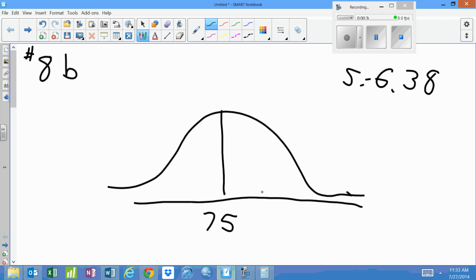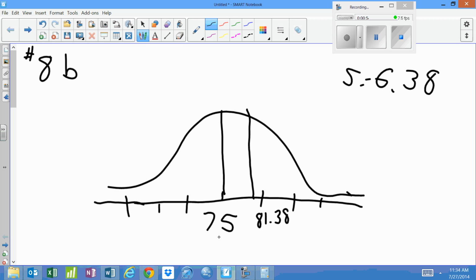So we've got our standard deviations 1, 2, 3. And we could go over here too, even though we're mainly looking at positive right now. And we're looking at where 80 lies. Well, we know that 75 plus 6.38 is obviously larger than 80. It's going to be 81.38. So we're going to put 80 probably about right here.